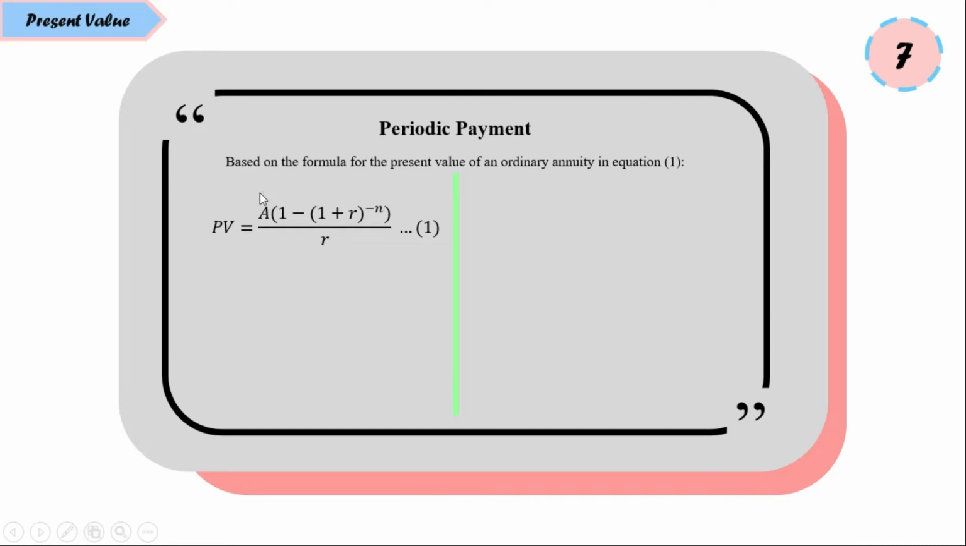Periodic payment, based on the formula for the present value of an ordinary annuity in equation 1. In equation 1, present value is equal to A times (1 minus (1 plus R) to the power negative N) divided by R. We can get the formula of A equals present value times R divided by (1 minus (1 plus R) to the power negative N).